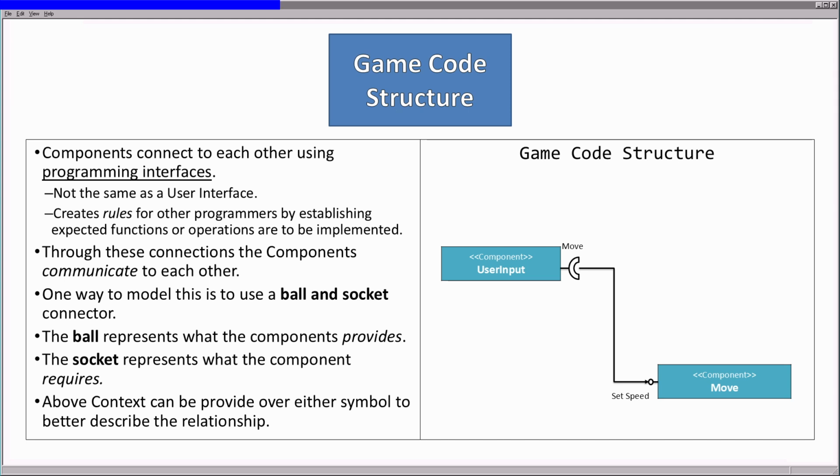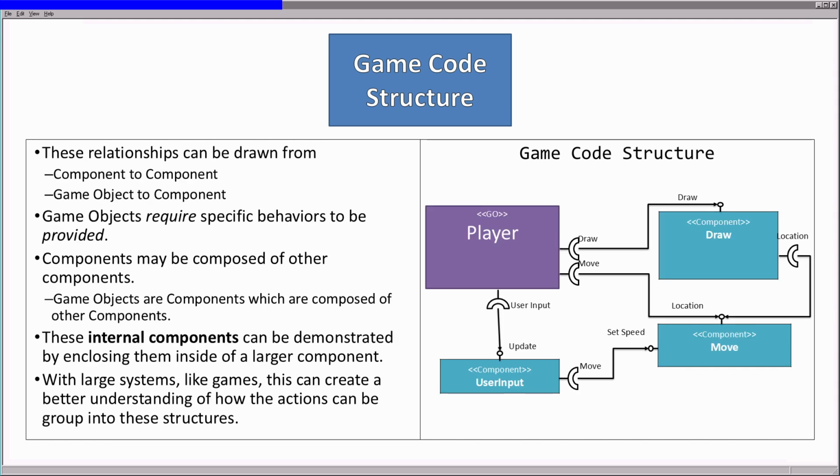Component diagrams can be created in a variety of ways, as mentioned before. These relationships can be drawn from component to component or from game object to component. Game objects require specific behaviors to be provided. This kind of diagram can get very messy very quickly, as game objects are more of a container in concept.